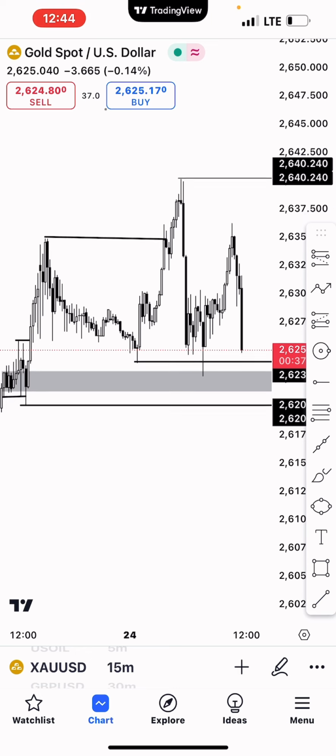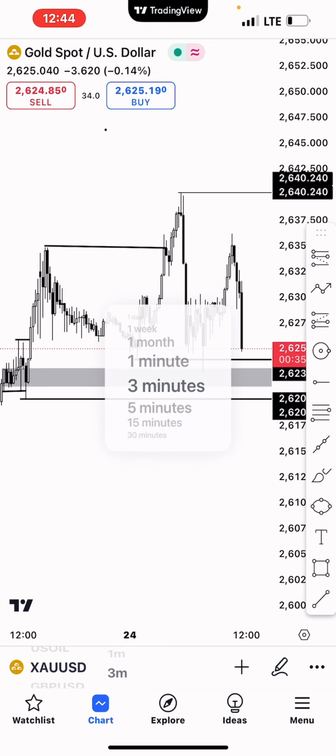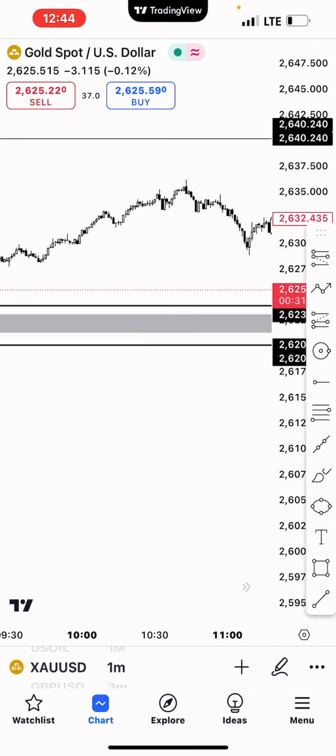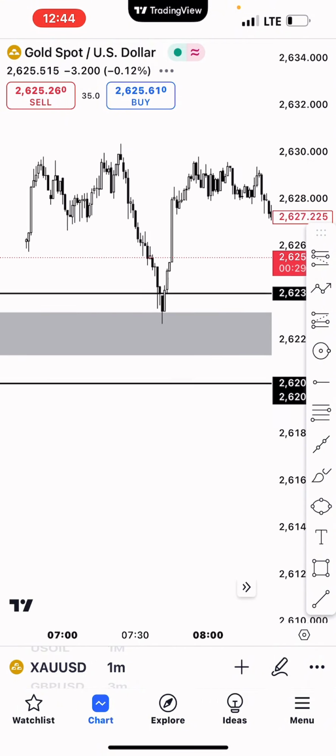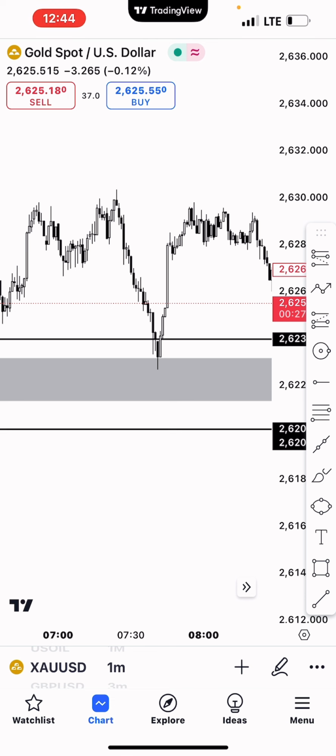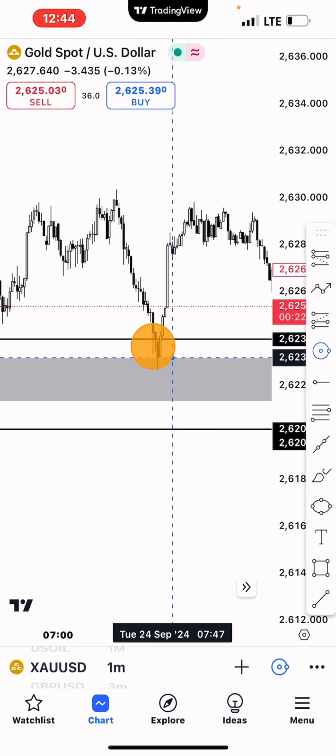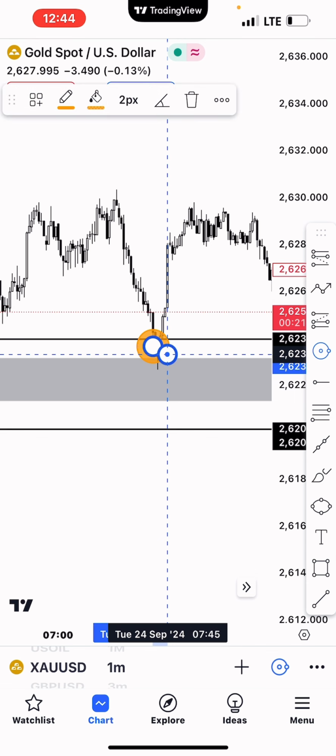Okay, so on the 1 minute time frame, you can see how the market kissed into that area and then gave us that engulfing candlestick, which you can clearly see right here. Okay, so that was when we had our first entries in.